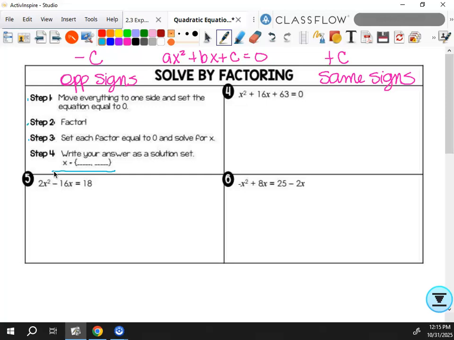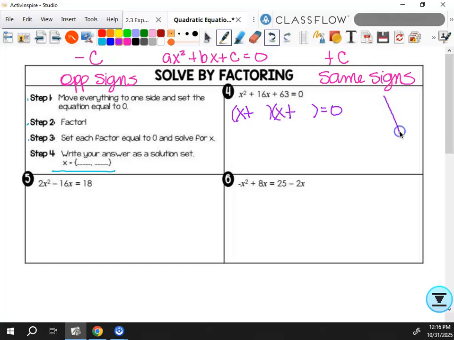But let's start with number 4. Where we had it set equal to 0, a is 1. If a is 1, then you can beautifully and very easily move to 2 little sets of parentheses. And then you know this is x and x. Since 63 is positive, the signs are the same. And since 16 is positive, they're both positive.